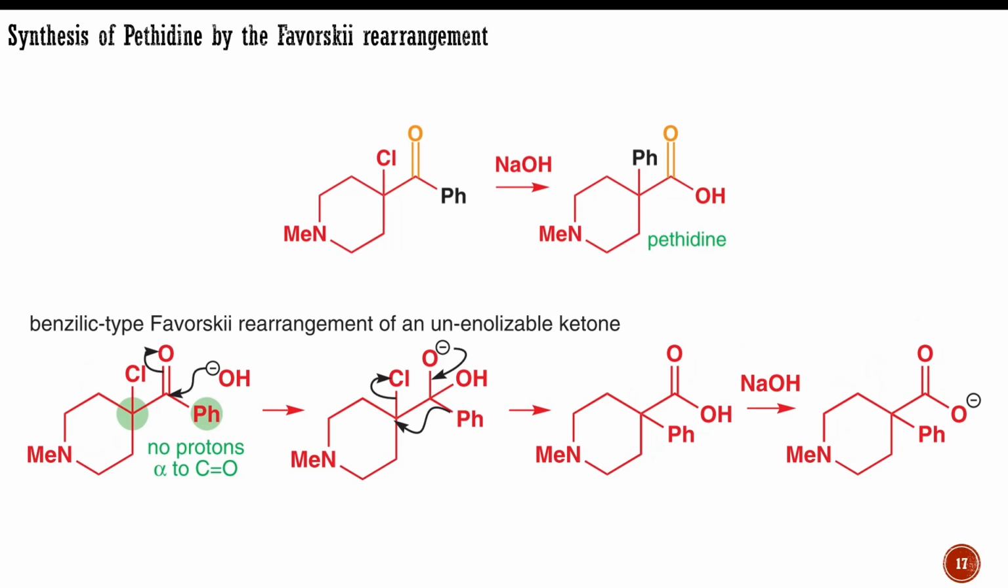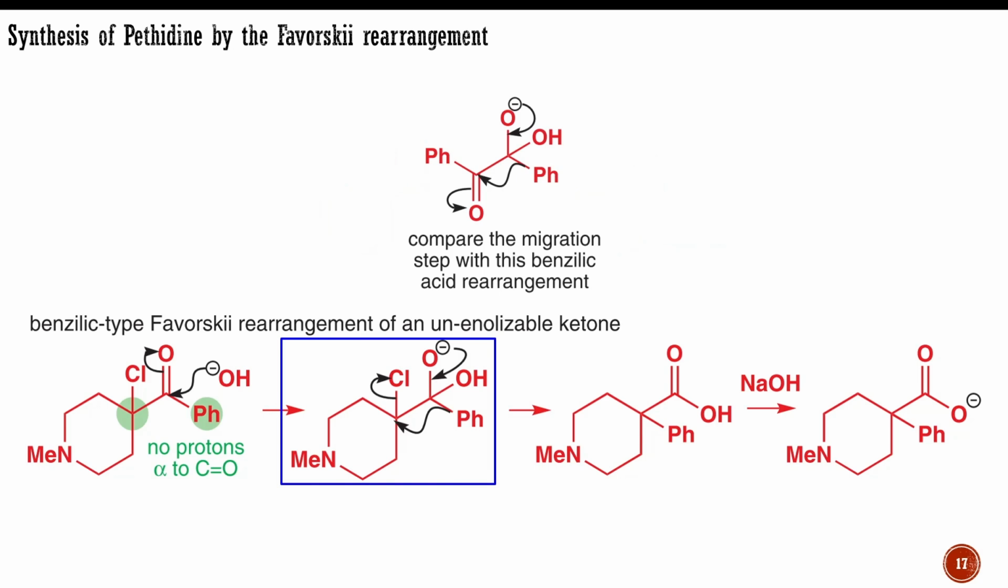Despite our warnings against confusing the mechanisms of the Favorskii and benzilic acid rearrangements, the Favorskii rearrangement may, in fact, follow a benzilic type rearrangement mechanism, if there are no acidic hydrogens available. Nevertheless, it is important to remember that in the Favorskii rearrangement, the migrating group ultimately replaces a chlorine atom, unlike the benzilic acid rearrangement, where it adds to a carbonyl group.